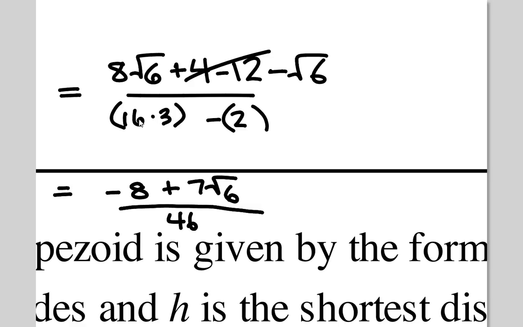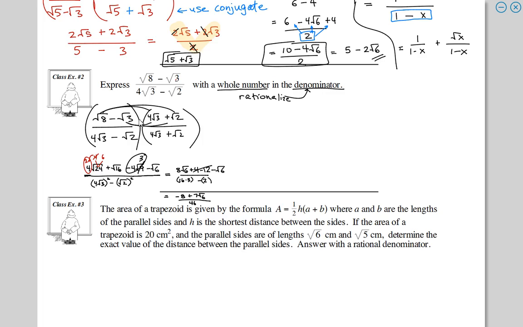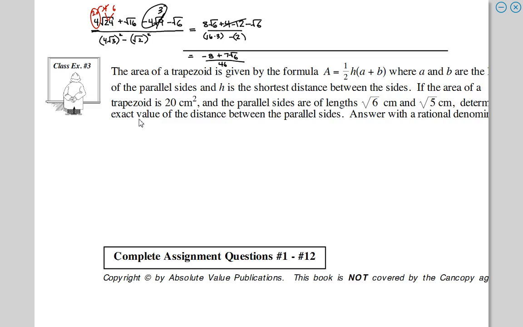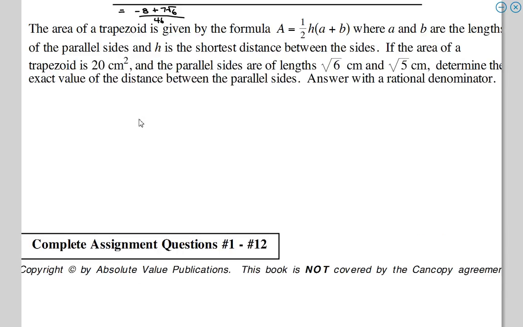Okay, last question on the bottom. I don't know why I didn't use all this space. I thought there was another question or something. Look at this. Oh, area of a trapezoid. Physics students know that formula.